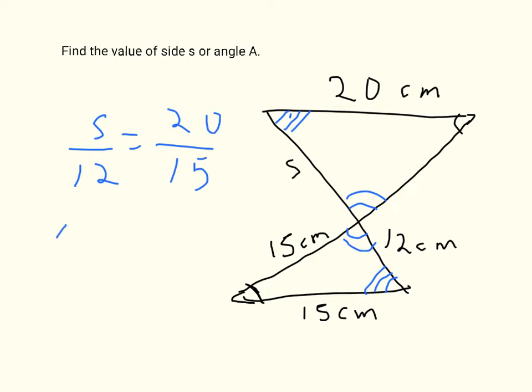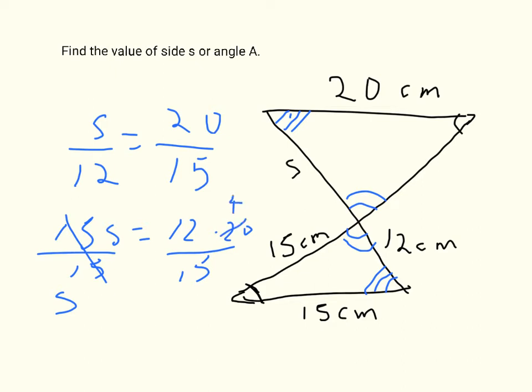Using cross products, we can say that 15S equals 12 times 20. Divide both sides by 15. That'll leave us S. And we can do 12 times 20 is 240 and divide by 15 to find the answer. But I'm going to reduce before I multiply. I see that 5 goes into 20 4 times. 5 goes into 15 3 times. 3 goes into 3 1 time. And 3 goes into 12 4 times. So we're really left with 4 times 4, which is 16. So the value of S is 16.